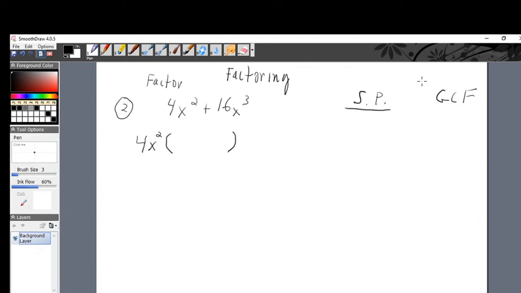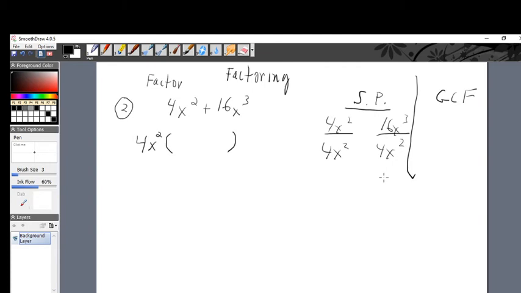What do I do on scrap paper? Take the two terms. One of them is 4x squared divided by, guess what, 4x squared. And take the other one, 16x cubed, and divide that by 4x squared.